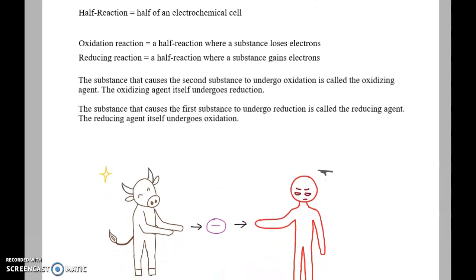So the substance that causes the second substance to undergo oxidation is known as the oxidizing agent. The oxidizing agent itself undergoes reduction. And the substance that causes the first substance to undergo reduction is known as the reducing agent. The agent itself undergoes oxidation.